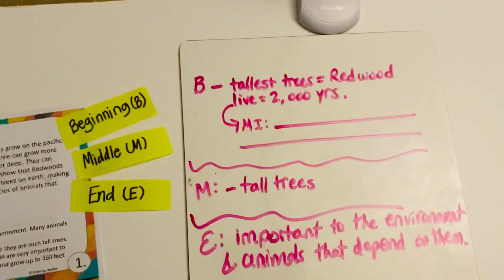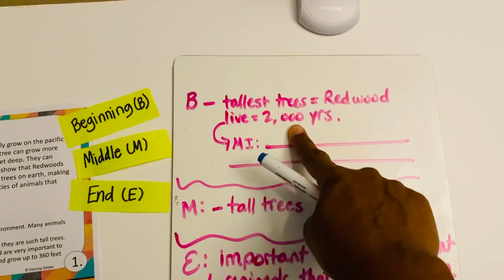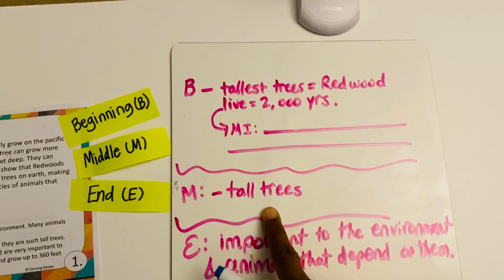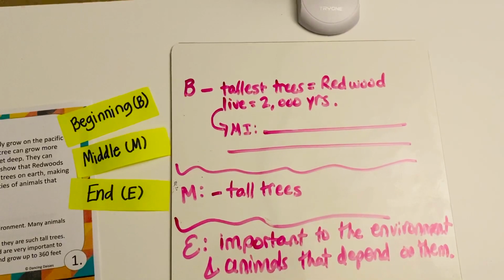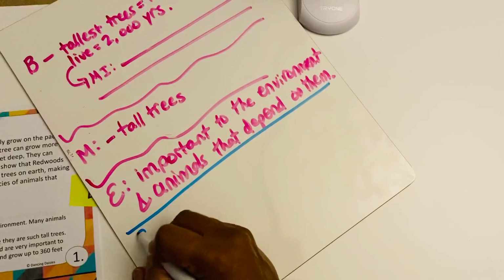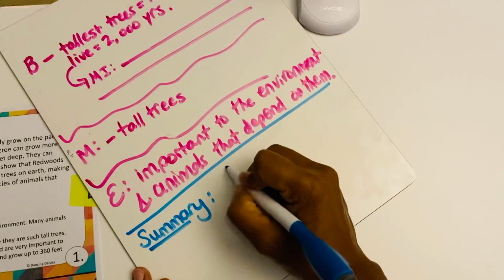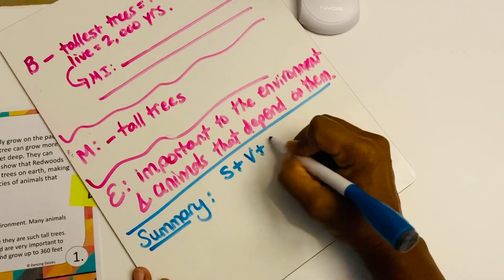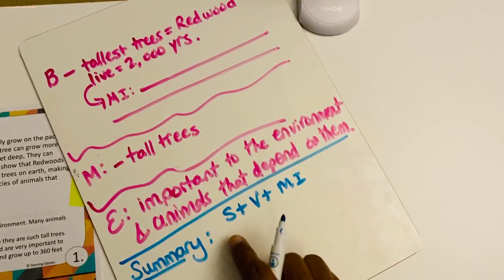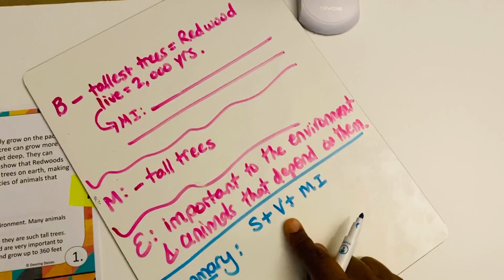So let's get started. We have tallest trees, redwoods. They live a really long time, 2,000 years, tall trees. The ending was it's important to the environment and animals depend on them. So how can I write this in a summary sentence? So let's see if I can do that. Okay, so my final summary is going to be, here we go. So remember, we still want to follow subject plus verb plus main idea. So we know for each of these, my subject is going to be redwood trees, right?